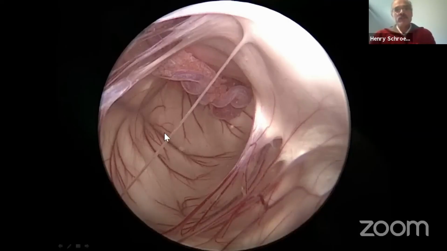Here's another view to the medial side. You see the septum pellucidum is completely gone. You see the choroid plexus of the contralateral ventricle because of this chronic hydrocephalus.